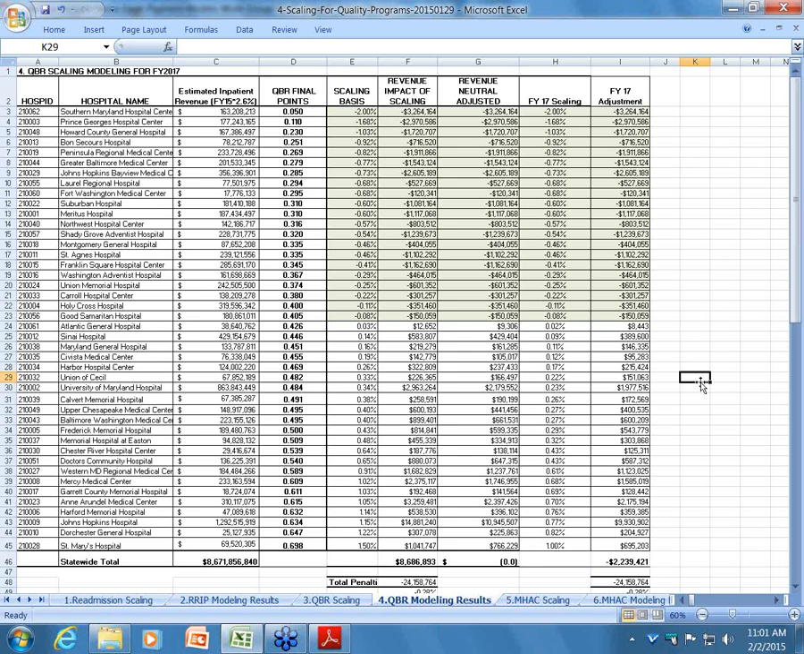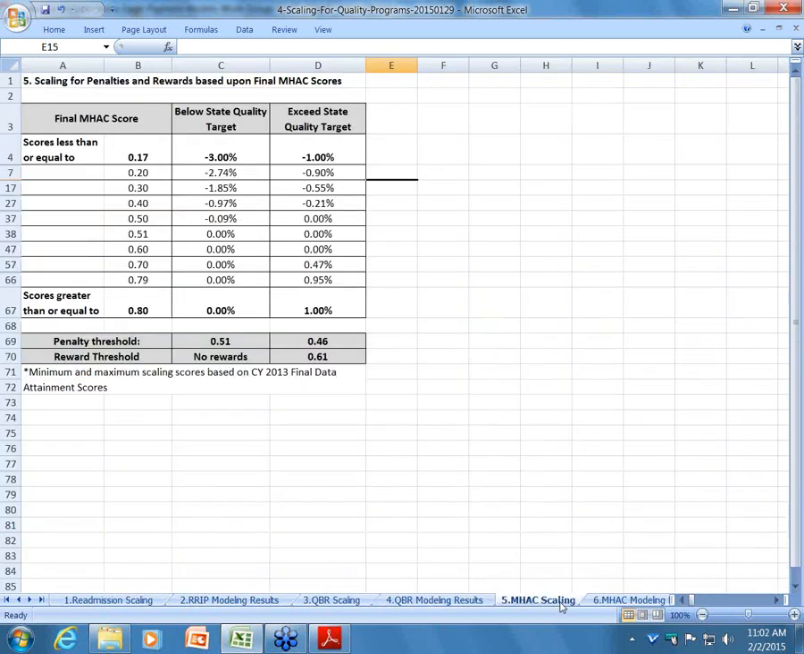Then the third program is the MHAC program. As I said, it is similar to the QBR as proposed, based on points. The only difference there is MHACs are linked with the statewide performance. On Table 5, what you're looking at is the points for the MHAC and the adjustments depending on whether we reach the state target or not. And here, if you don't reach the state target, the maximum penalty starts with 3%. If you achieve or exceed the state target, then it is reduced to 1%.